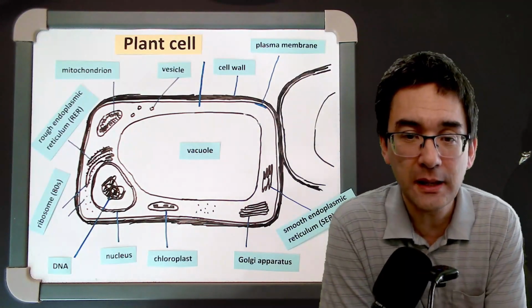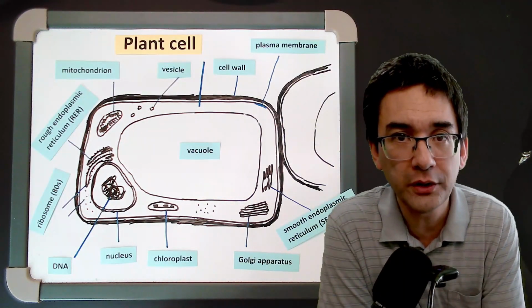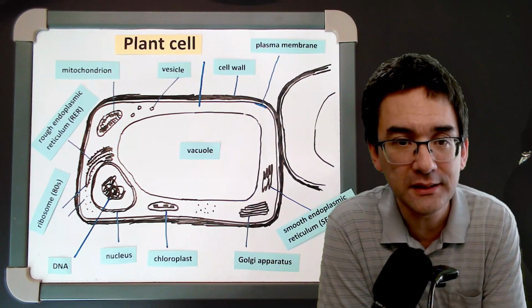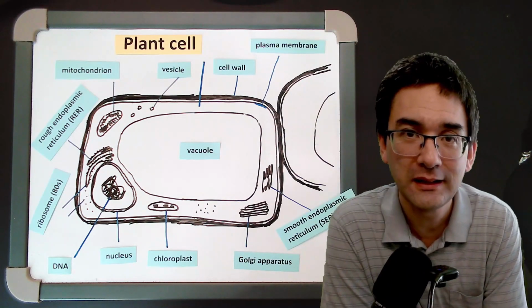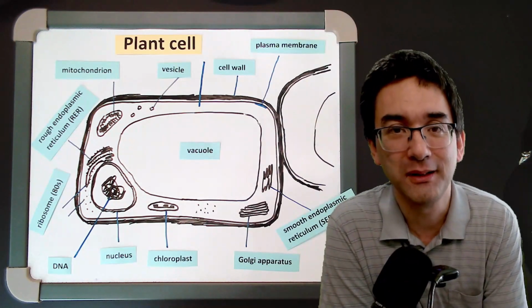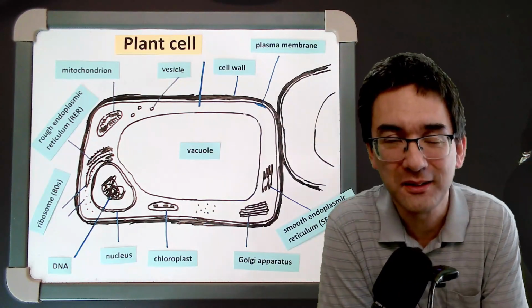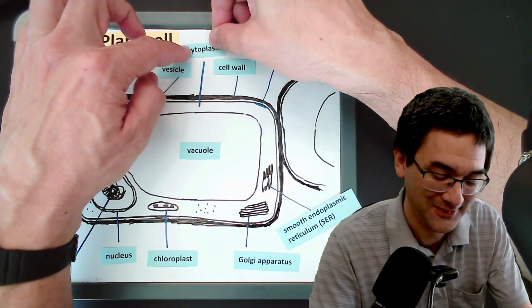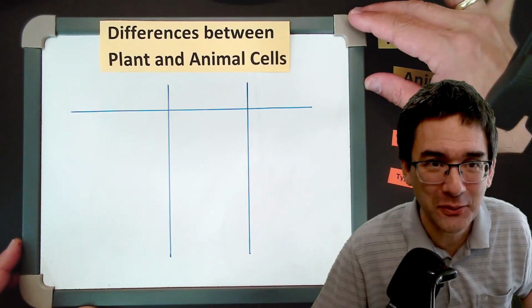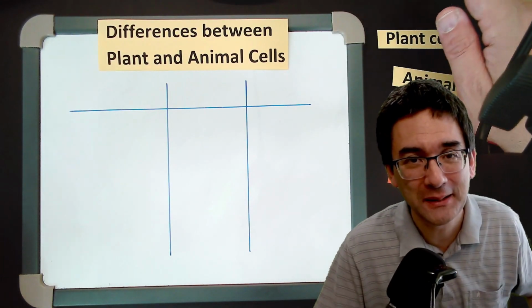Okay, so this is basically now the drawing of a plant cell, and what we're now going to do is make a comparison table between plant and animal cells. That's basically the next thing. I found the cytoplasm. It fell on the floor. Here it is. Okay. So now let's talk about the differences between plant and animal cells.